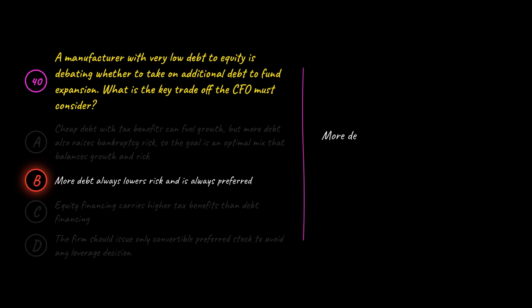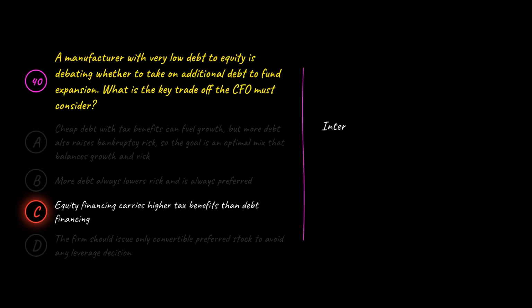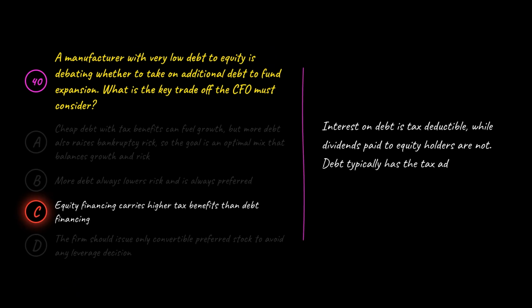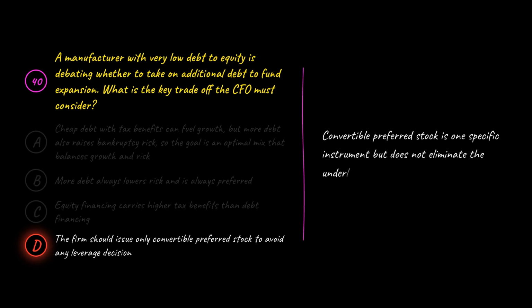B is wrong because more debt raises financial risk, not lowers it. Excessive leverage is what causes bankruptcy under stress. C is wrong because interest on debt is tax deductible, while dividends paid to equity holders are not. Debt typically has the tax advantage, not equity. D is wrong because convertible preferred stock is one specific instrument but does not eliminate the underlying capital structure decision.